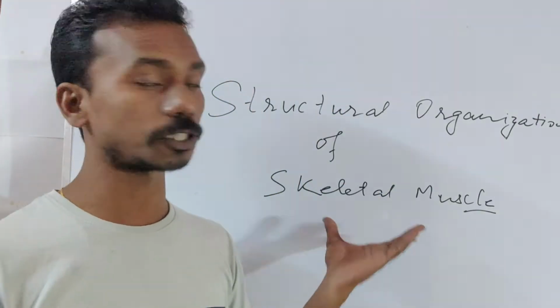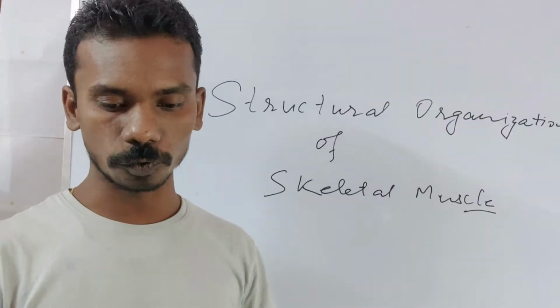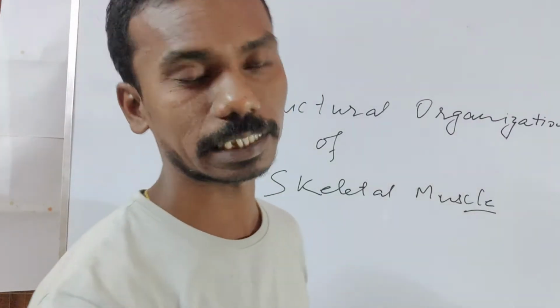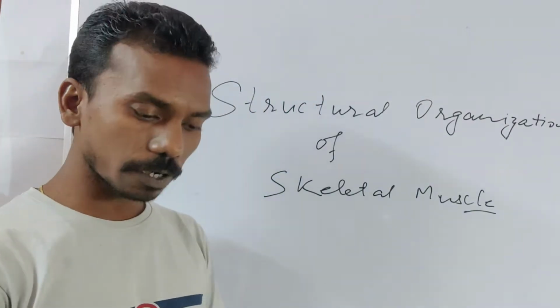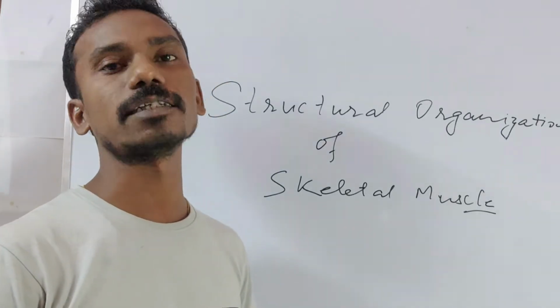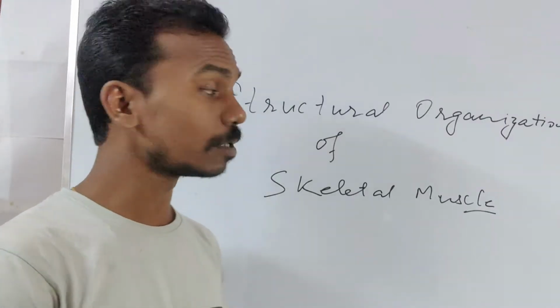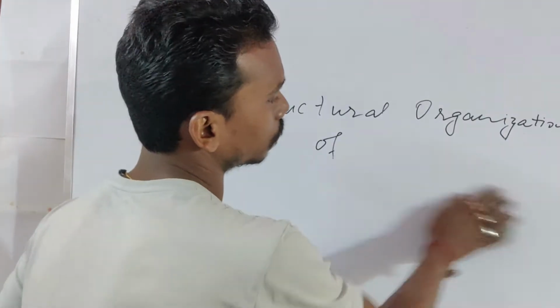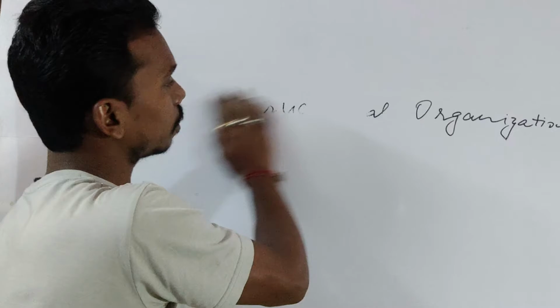Today we'll be discussing the structural organization of our skeletal muscle. So without wasting any time, let's start. Whenever we study any kind of tissue or organ in our body, we will definitely start from the cell. In the case of skeletal muscle, our cells are the muscle fibers. The cells which actually make the muscle are muscle fibers.